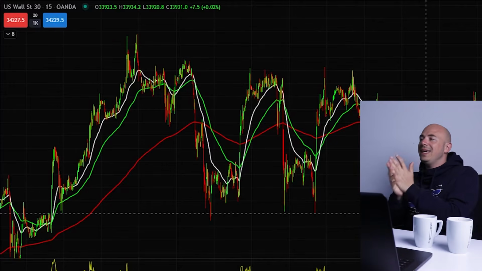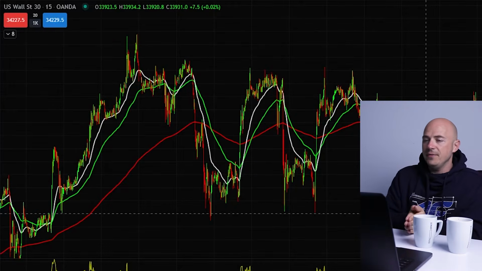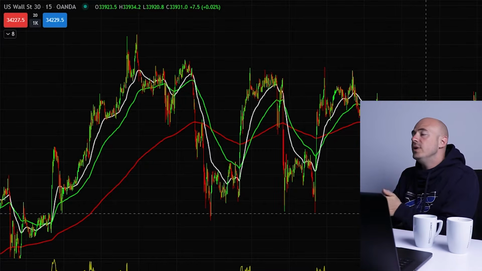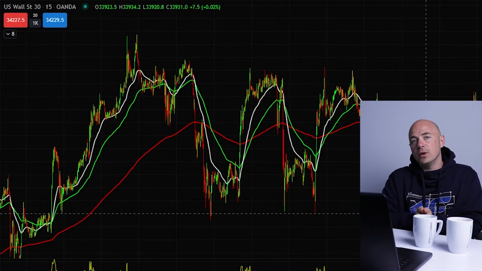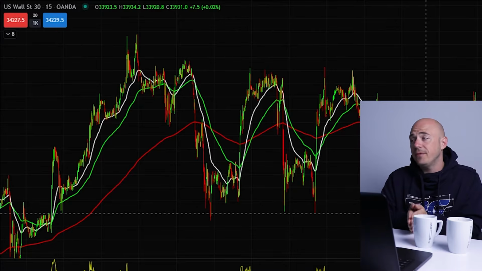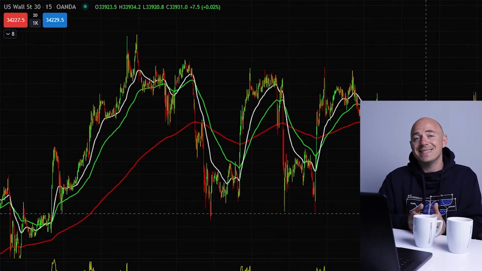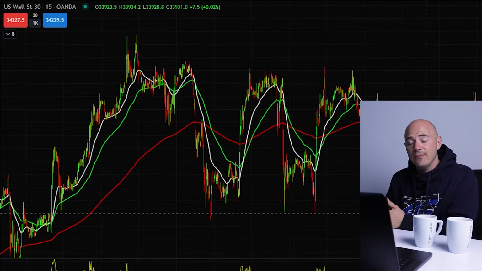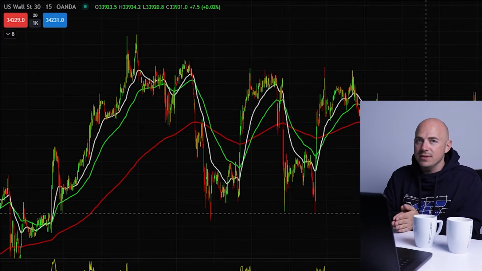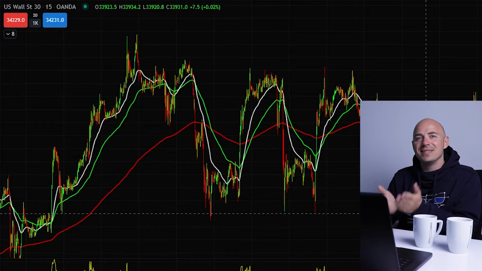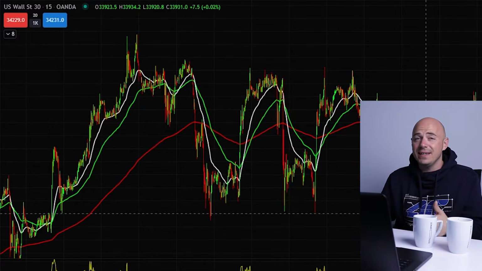All right, we are looking at US 30 on a 15-minute time frame. You do not want to do this on a lower time frame like the 1 minute or the 5 minute because you want to look at key levels of support and resistance, and on those lower time frames, those are not key levels of support and resistance. They are kind of just these really weak levels. The higher the time frame, the more significant the level.